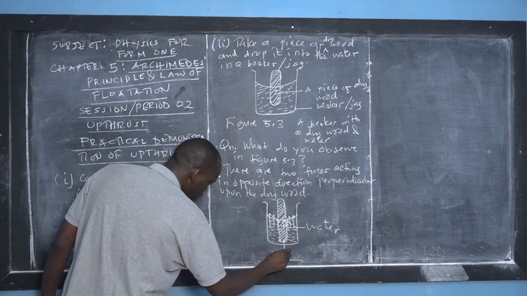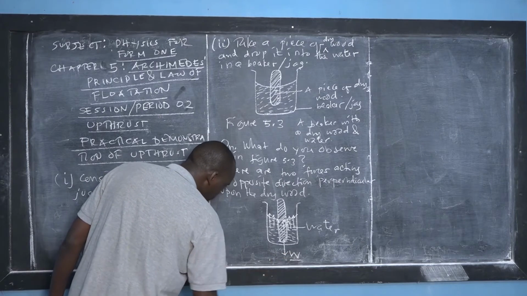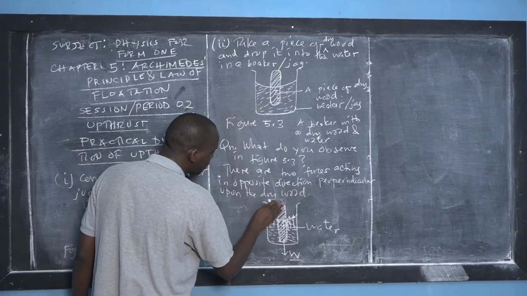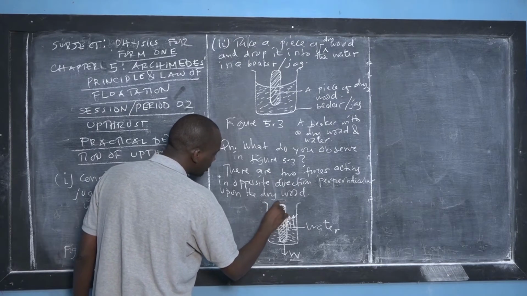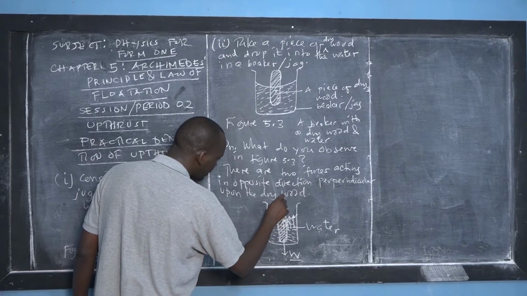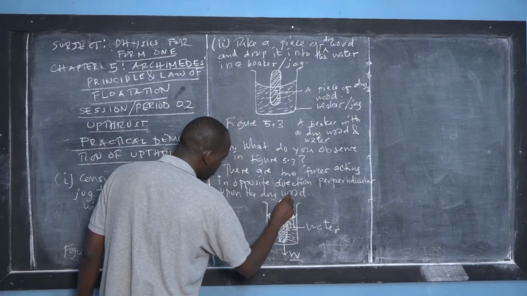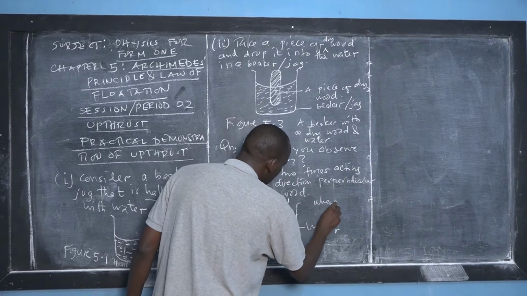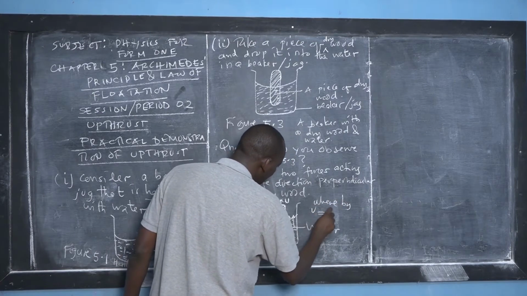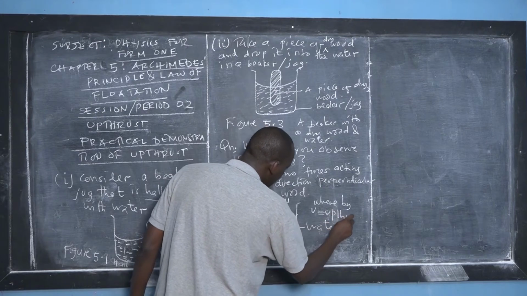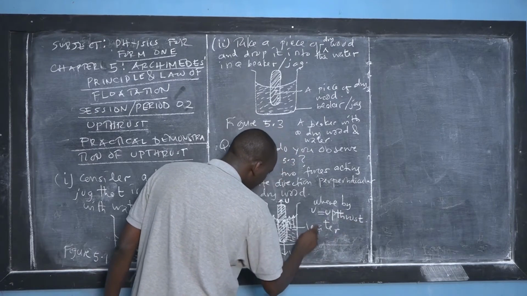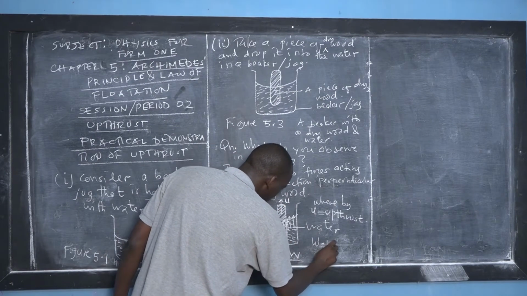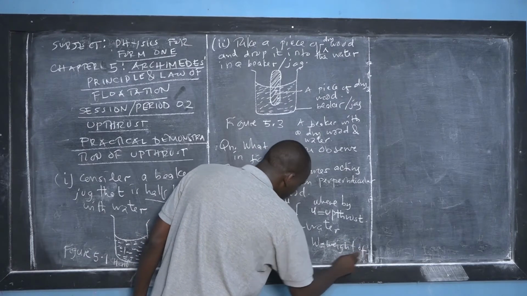So then we have two forces now. The first we call it W, which is weight of the dry wood, and the second force is acting vertically, perpendicular vertically, we call it U. So whereby U stands for upthrust, and then that is U, and then W stands for weight of the body.